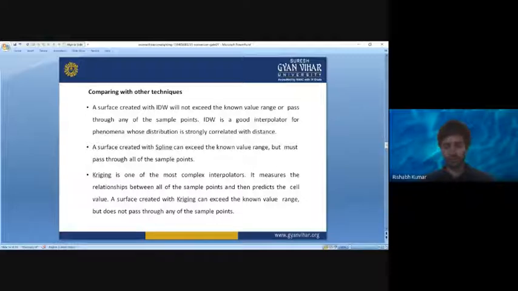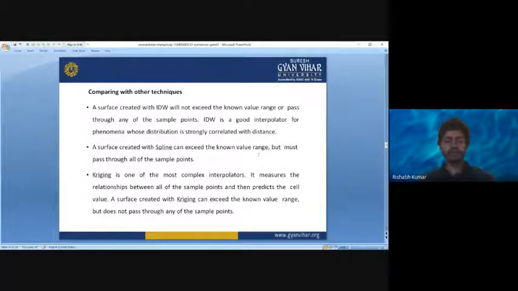the two extremes, or it will not go beyond the two extremes. It will not be lower than the lowest input value, and it will not be higher than the highest input value. It will be in between.